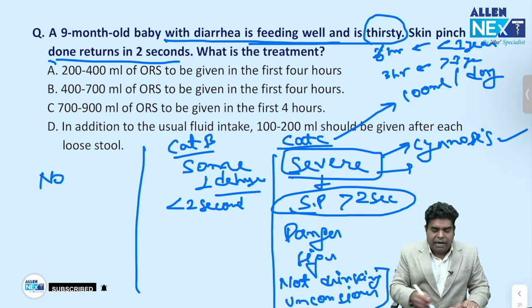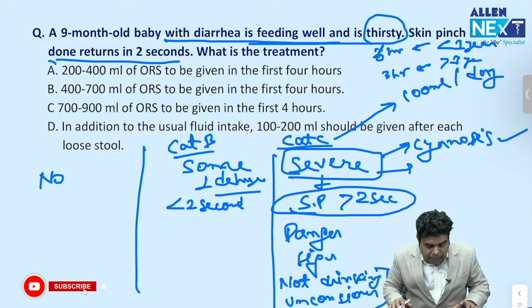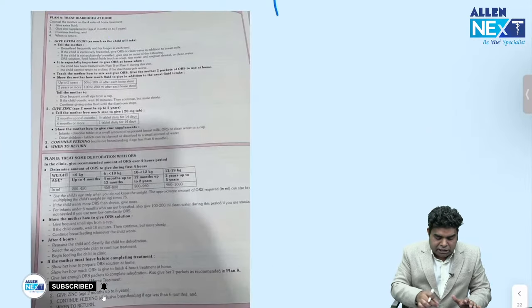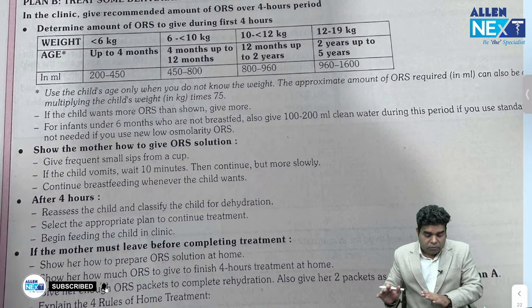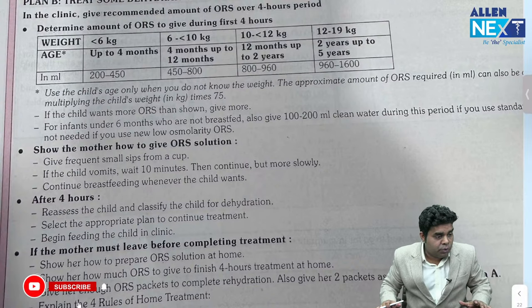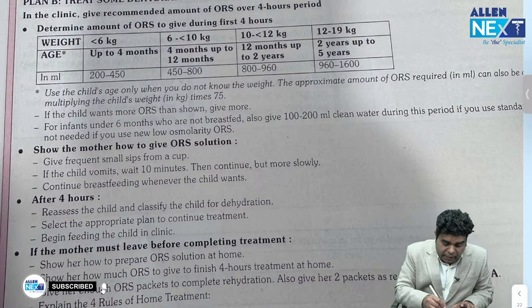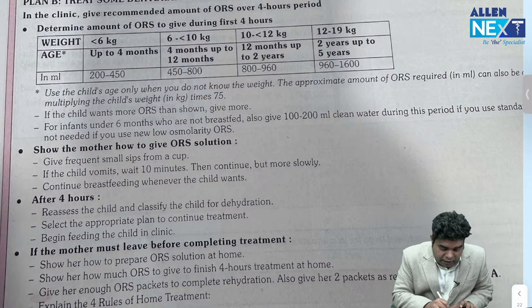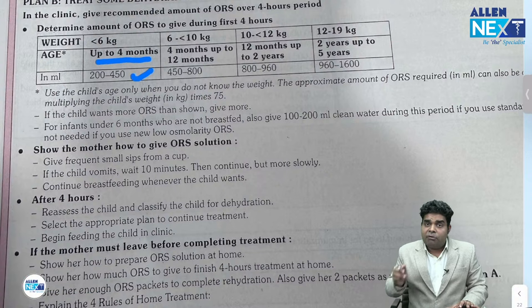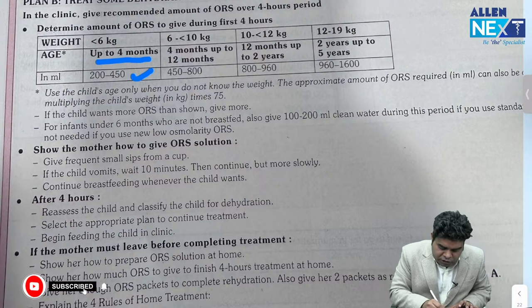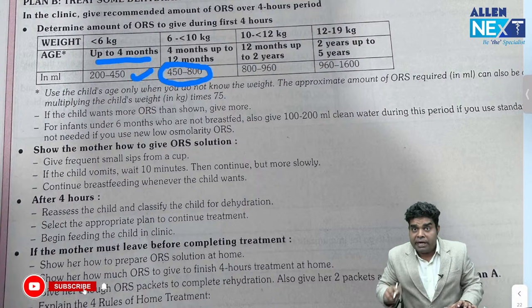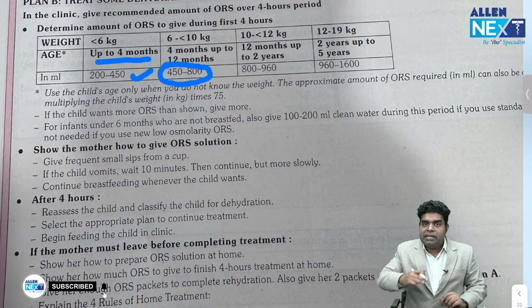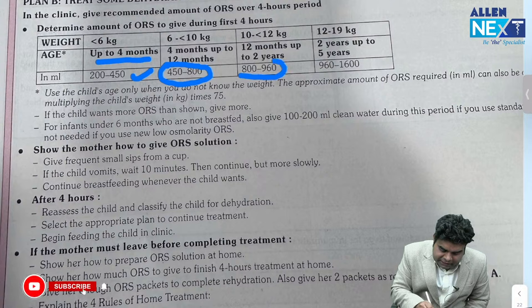So under some and no dehydration, you understand all the other things will be normal. In some dehydration, the Park textbook has written that if weight is given, we decide according to weight. But here in this question, you can see weight is not given. So then we have to look at age. If the age is up to 4 months, it is 200 to 450. If it is 4 months to 1 year, which is commonly asked, 450 to 800 is the amount. And if it is 1 year to 2 years, 800 to 960.